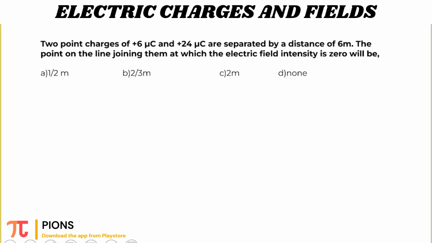So let's see the question. Question over here says 2-point charges of 6 microcoulomb. So let me just draw here. This is 6 microcoulomb and 24 microcoulomb. So let's say this is 24 microcoulomb, separated by a distance of 6 meters. So let's say this is our 6 meters. The point on the line joining them where the field is 0. Let's take this as P. Let's say this is A. Let's say this is B. And let's say P is where the field is 0. So this is X. This will be 6 minus X.